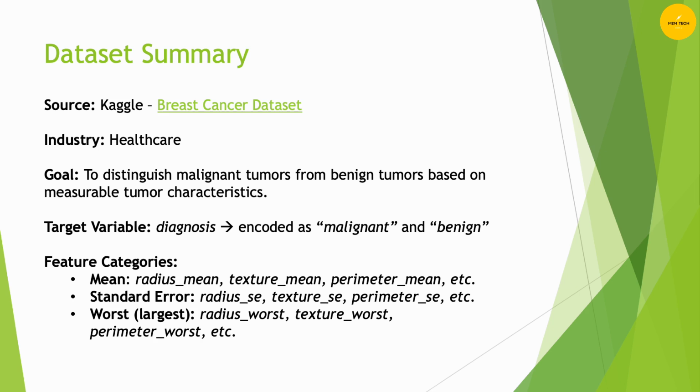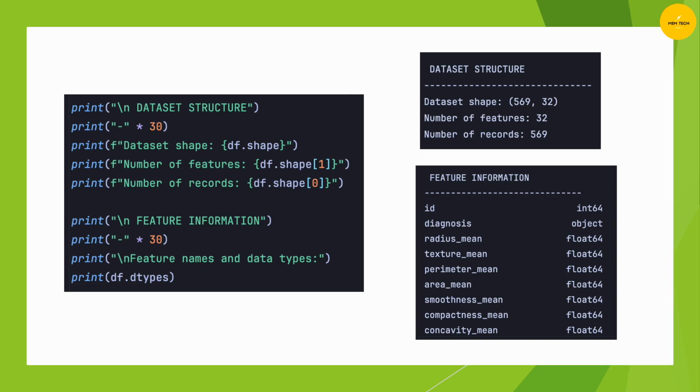The features fall into three categories: mean measurements, like radius, mean, or perimeter; standard error measurements, which tell us about variability; and worst measurements, which are basically the largest values recorded for each feature. This dataset contains 569 rows and 32 columns. In other words, there are 569 records and 32 different features to consider. Of the 32 features in this dataset, all are numeric except for the target variable, which is the diagnosis.